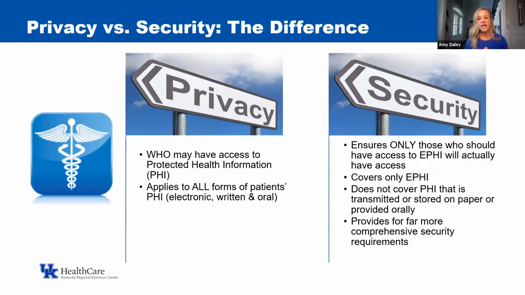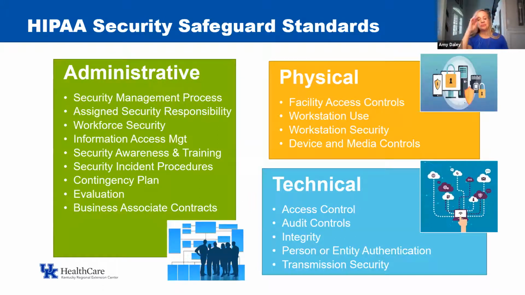And the security rule provides for far more comprehensive security requirements, and those requirements come in the form of safeguards. So the security rule set forth three categories of safeguards that all covered entities and business associates must adhere to. Those are broken down into administrative, physical, and technical. Administrative safeguards are administrative actions that manage the security measures to protect our ePHI and to manage the conduct of the covered entity's workforce.